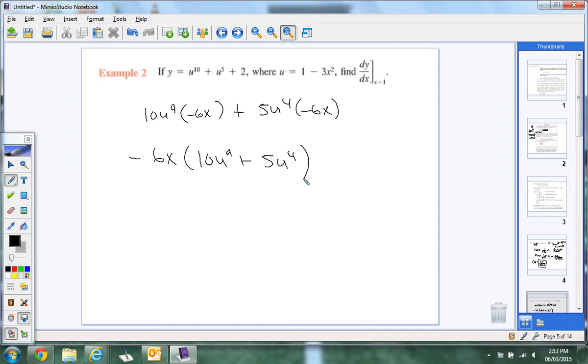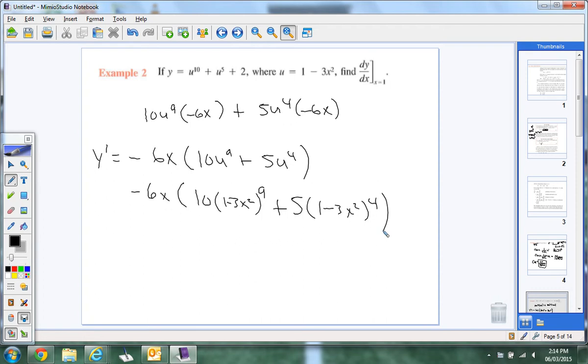And then from here, you can insert the u if you want, or we can just go ahead and plug the 1 in now to figure out what it's going to be. We have the derivative, correct? This is y prime right here. Even though they're u's, I'm going to write it out for right now: 10 times (1 minus 3x squared) to the 9th plus 5 times (1 minus 3x squared) to the 4th. And then I'm going to insert a 1 for all my x's.